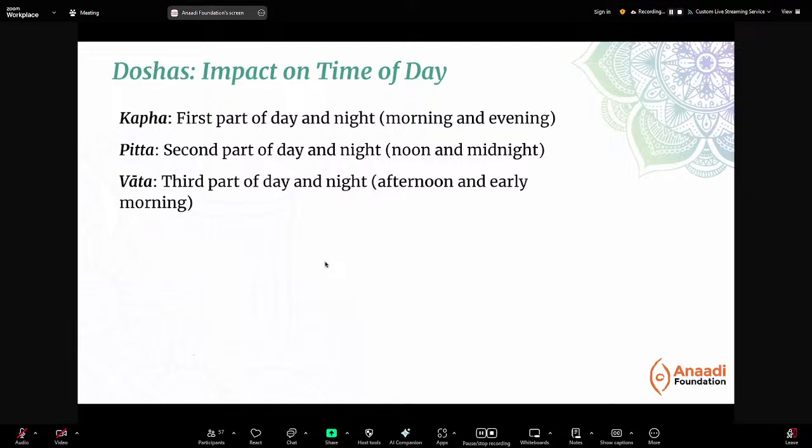Pitta assists digestion. That is why we have food when the Pitta is high, so that the food can digest properly. And in the evening, Vata is high. That is why you can play, you can go out and all of that. So you can have some movement in the evening.